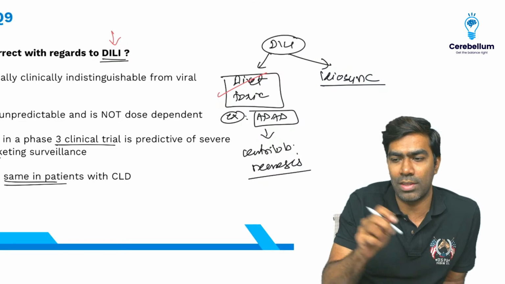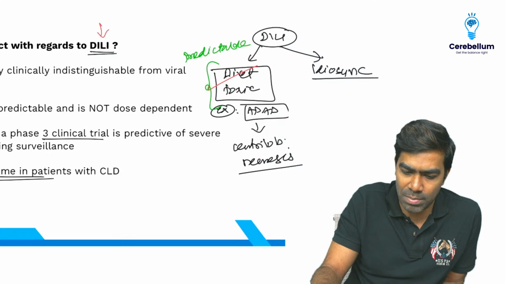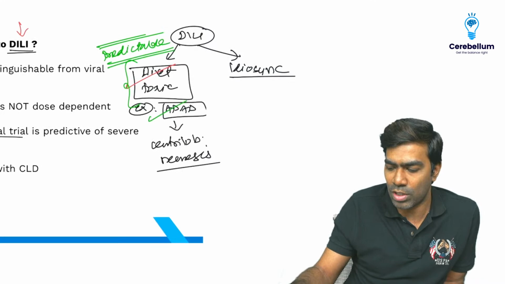Direct toxic effects are predictable, which means you know the dose relationship. Best example is again acetaminophen. If you take beyond 10 gram, the risk is very high. More than 12 gram, the risk is very, very high. So there is a predictable effect, and it's dose dependent.